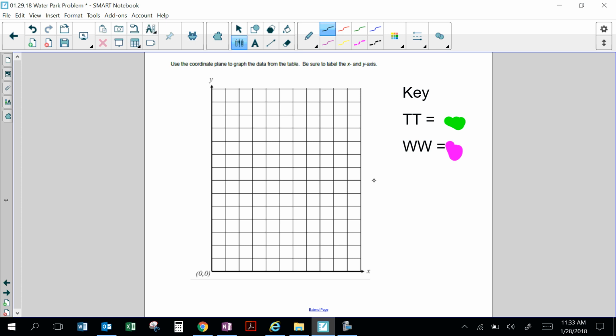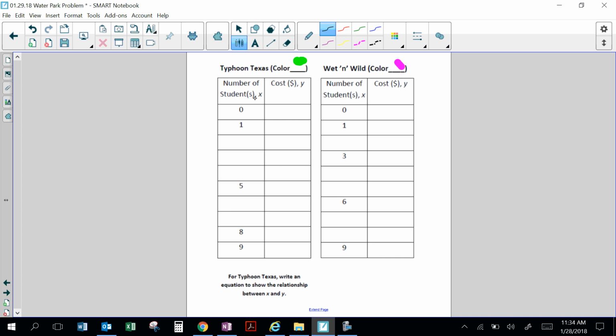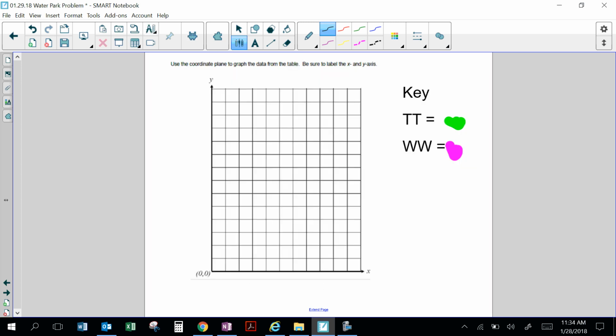You must decide which side is the dependent side and which side is the independent side. So look on this one, figure out which one is dependent, so you know what to put down here and here. It says use a coordinate graph plane to graph the data. Be sure to label it. I will take off points if you do not label it.